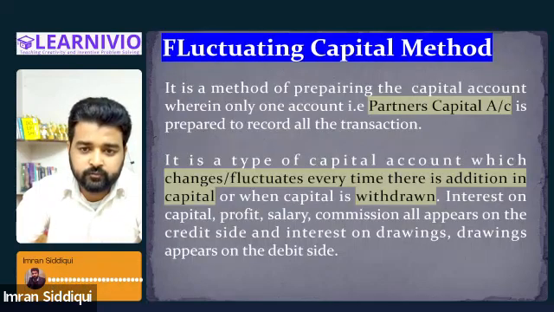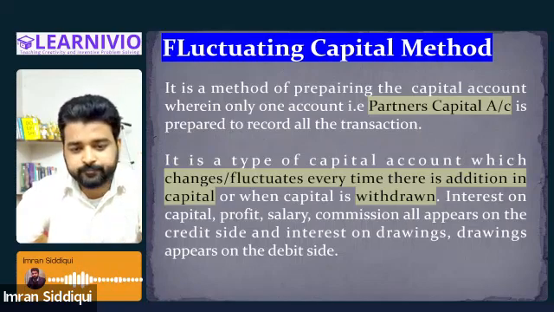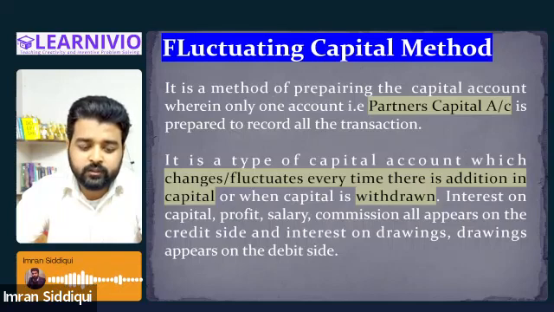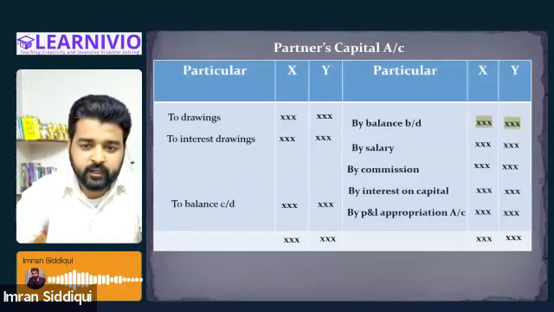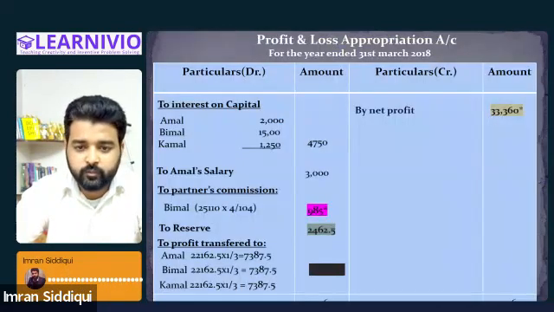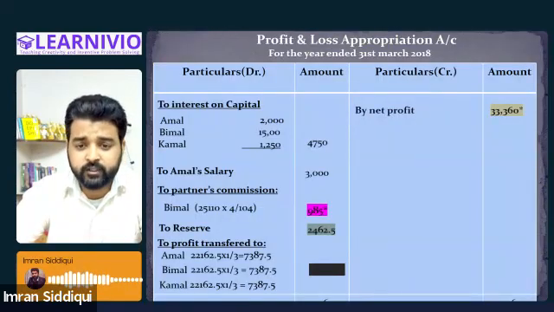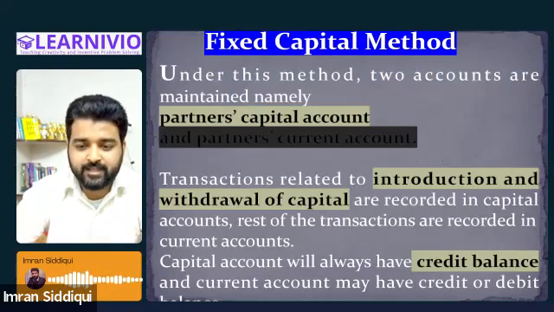First of all, while discussing the fluctuating capital method, we understood that it says we need to prepare one capital account containing all the components regarding profit, salary, commission, drawing, capital, everything in one particular account. That is what the fluctuating capital method is. Apart from this, we discussed question number 25 and got the answer. Question number 26 I gave you for homework, which I believe you must have completed already. Now we'll move to the next concept, which is called the fixed capital method.